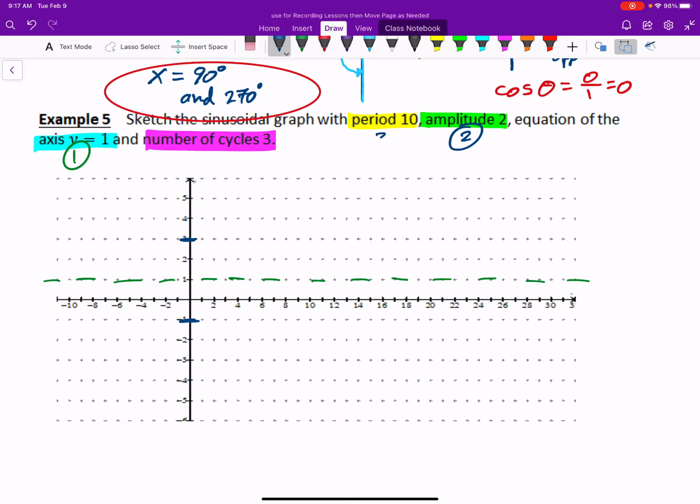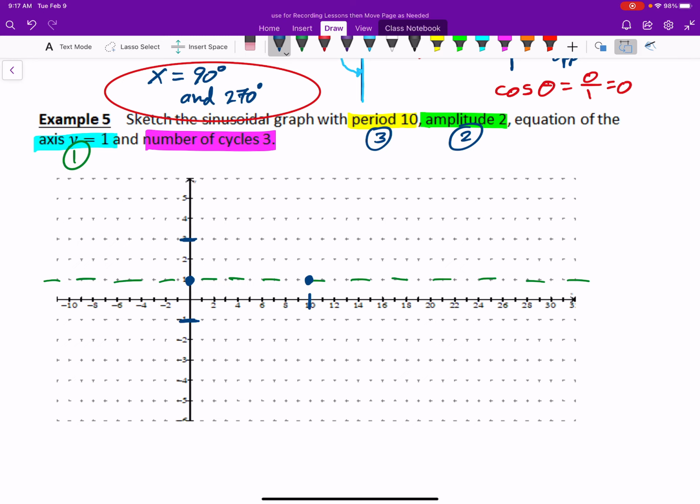Next, I'm going to look at the period, which is 10 units. And so I know that I have to get a full cycle in by the time I get to 10. So things are starting to come together. Let's say, without any other instructions, I might start on the axis of the curve. So I'll start here at 0, 1. If I have to get a full cycle in 10 units, then I'm going to end on the axis of the curve at 10, 1.